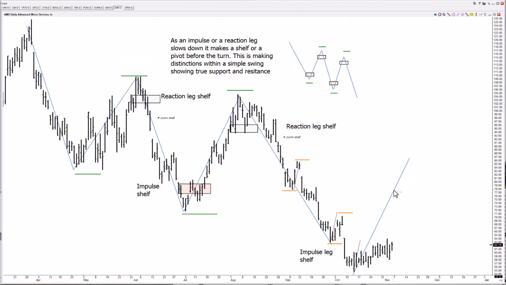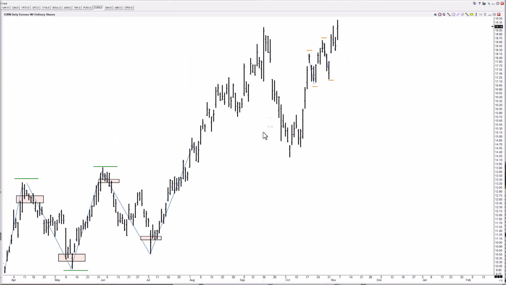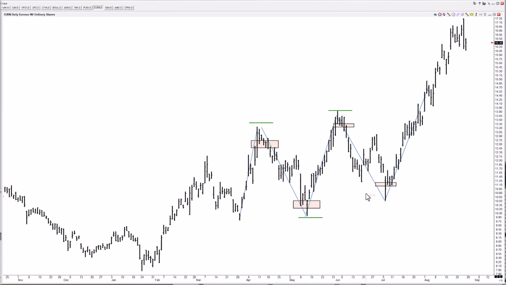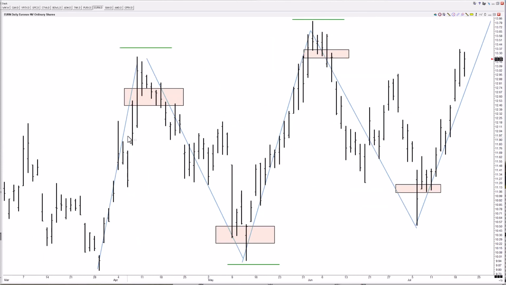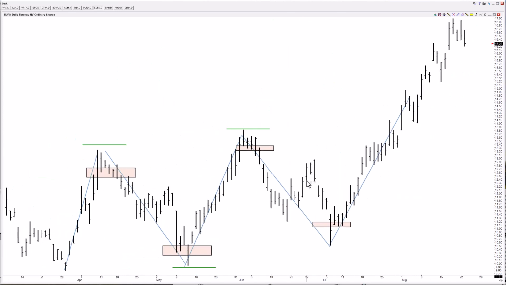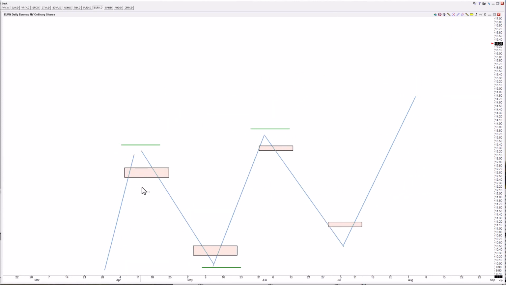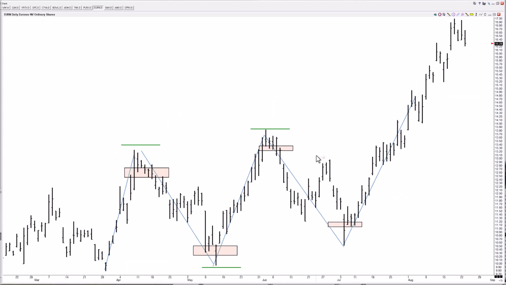And now in real time, I'll follow even the little swings down, the minor swings, and I'm watching to see. It doesn't matter what; learn to see the components. This is how markets move. Impulse slows down, makes a shelf. Reaction slows down, makes a shelf. Impulse slows down, makes a shelf. Reaction slows down, makes a shelf. And when you take the bars off, you're just seeing waves, process, and components.